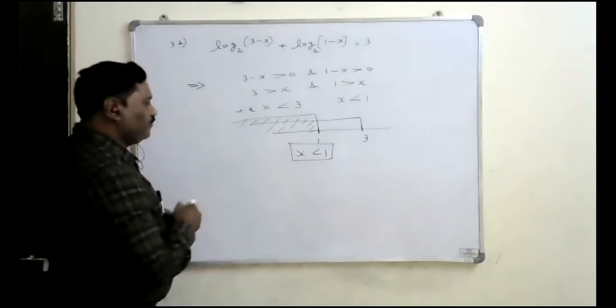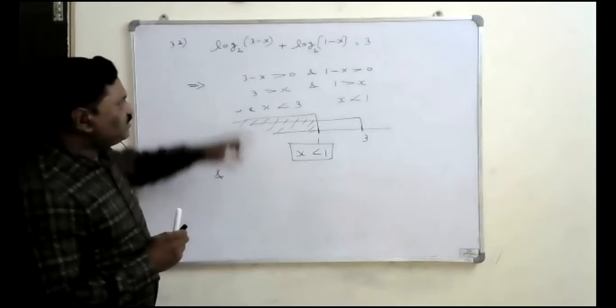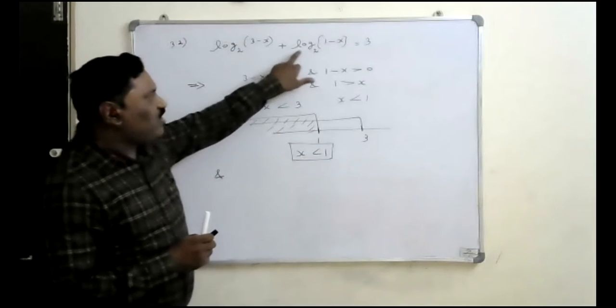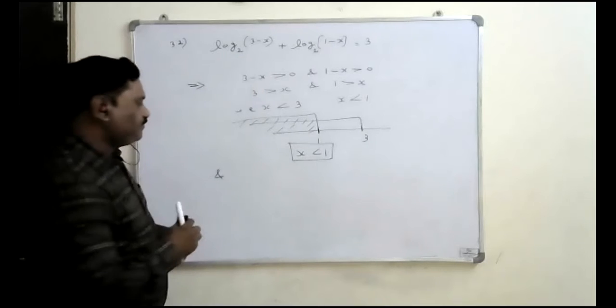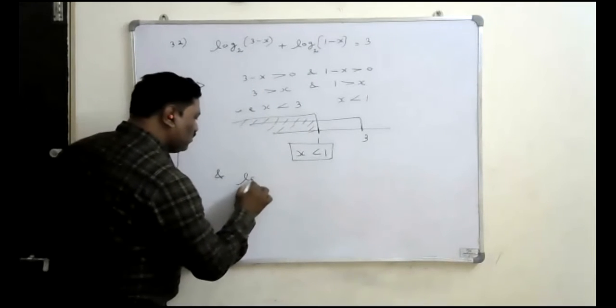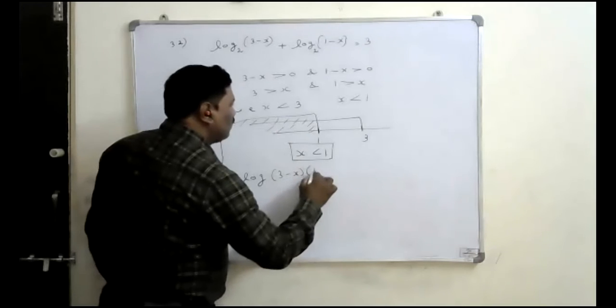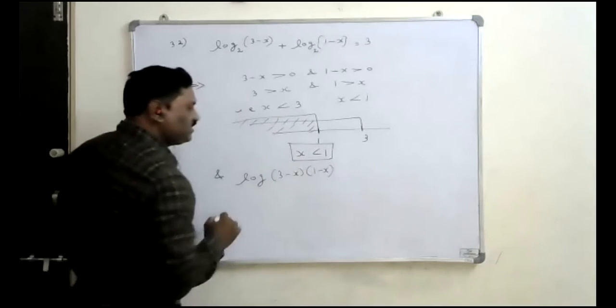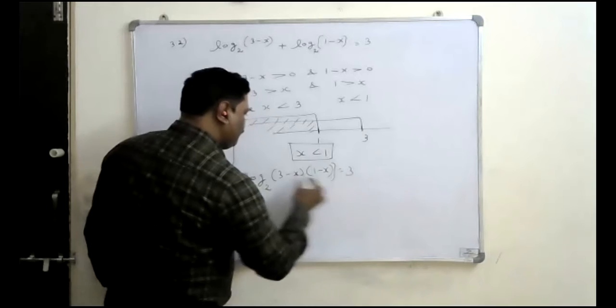Okay. Now, we will use the property of the logarithm. It is in the form of log m plus log n because the base is the same. How do you write log m plus log n? Log mn. Log of (3 minus x) into (1 minus x) to the base 2 is equal to 3.